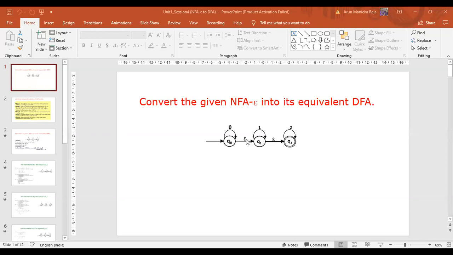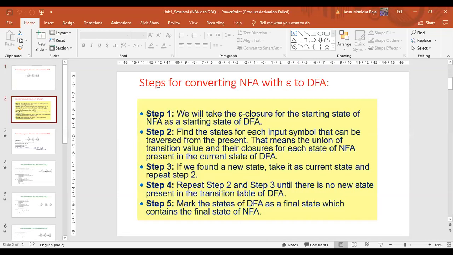This is the diagram given. There are three states, Q0, Q1 and Q2, with input symbols 0, 1 and 2, and we also have epsilon transitions. Now we are going to convert this NFA with epsilon to DFA directly. Very important question. These are the steps for converting NFA with epsilon to DFA.